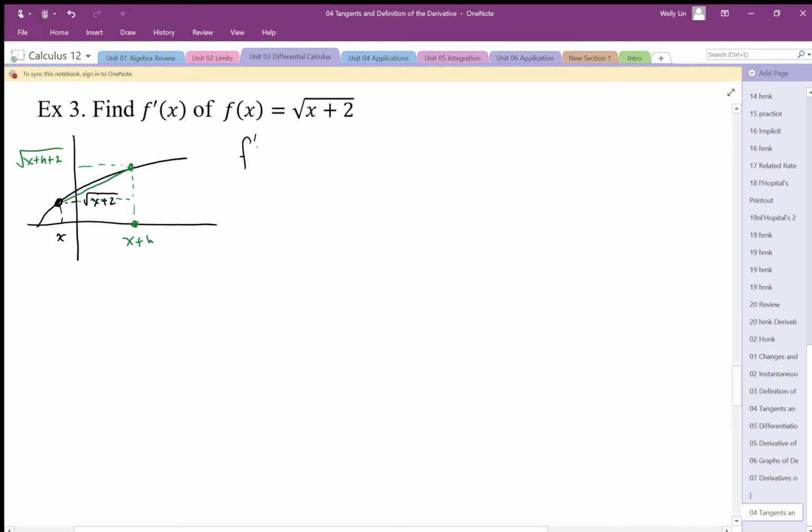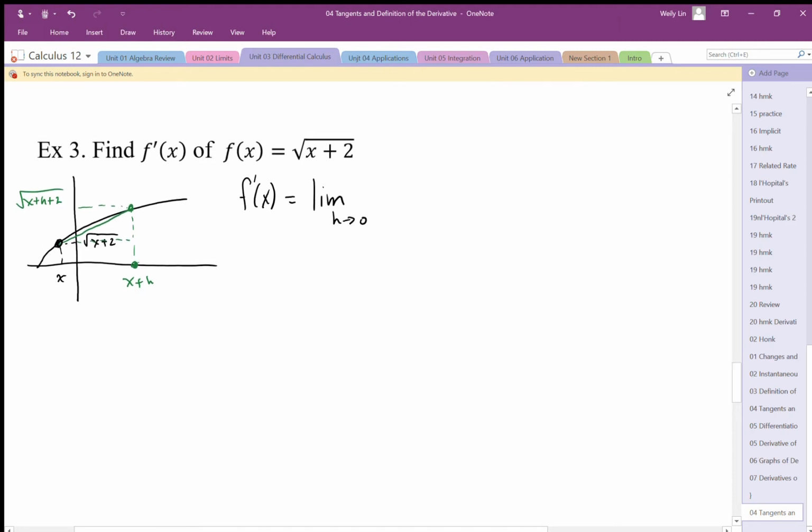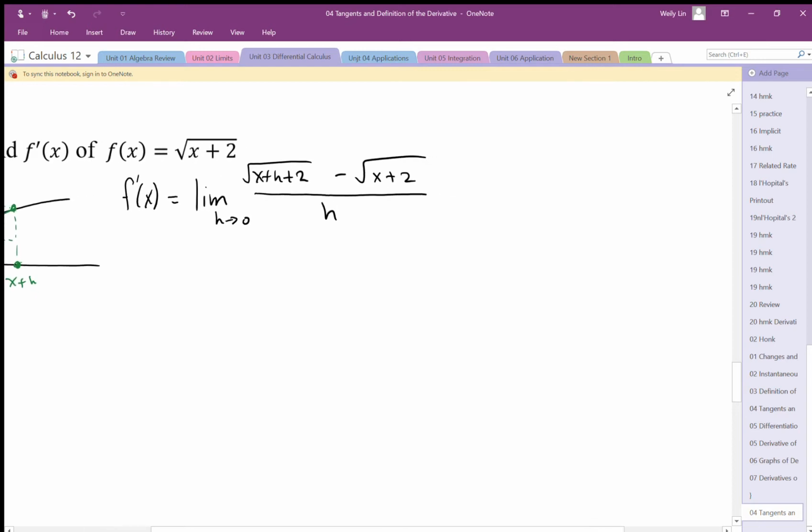So f prime is going to equal the limit as h goes to 0. That's my run. The slope ratio is going to be square root of x plus h plus 2 minus square root of x plus 2, all over h. This we've seen before. If we want to get rid of those square roots to free up the h, we have to use a conjugate. So we're going to use square root of x plus h plus 2 plus square root of x plus 2.